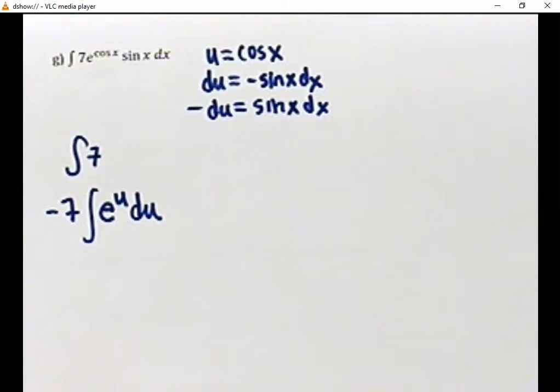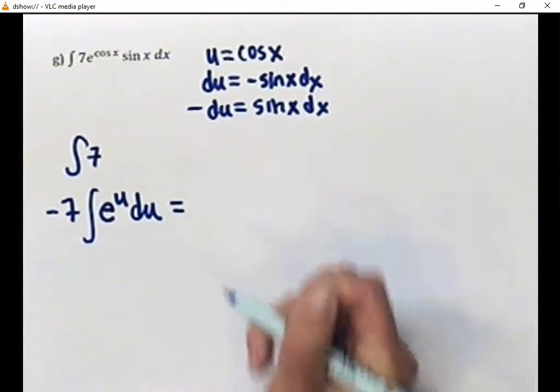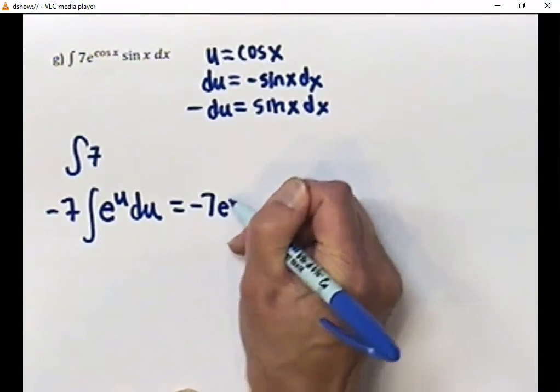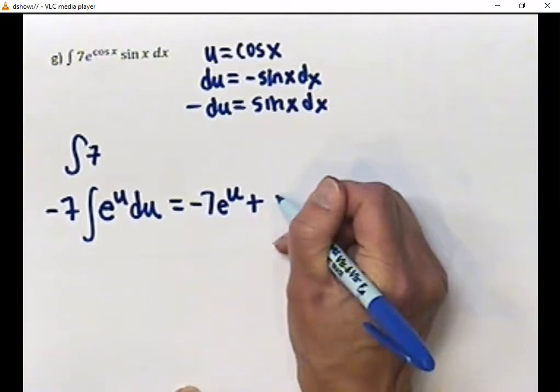Do we know how to integrate e to the u? We should, yes. And in fact, it's just e to the u, Jessica said. That's exactly right, e to the u. Easiest one to remember. So this is just negative 7 e to the u plus c.